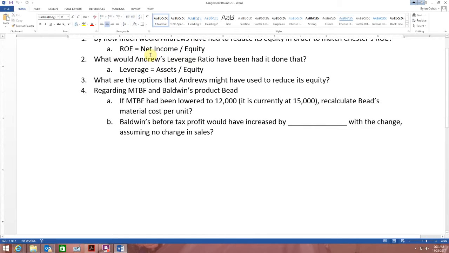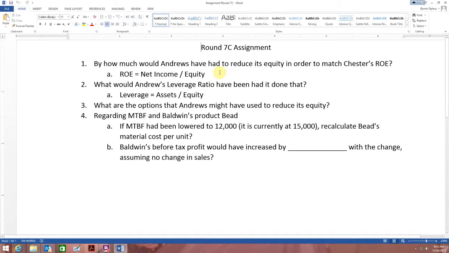Question 2: what would Andrews' leverage ratio have been had it done that? This is one that we've done before, right? So leverage is equal to assets divided by equity. Let's take a look at what we have there.